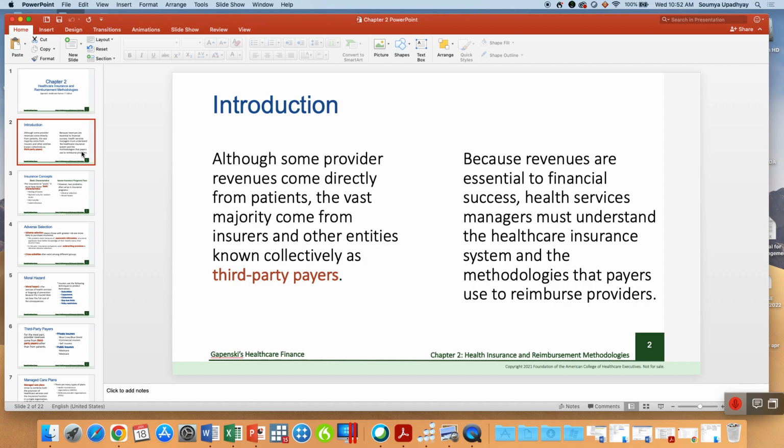So, although some provider revenues come directly from patients when they pay out of pocket, a vast majority comes from insurers. Because as you know, a lot of the people are insured. Well, there are some that are not insured, but there is a vast majority that is insured, and other entities, and they are all collectively called third party payers. Now, that includes Medicare, Medicaid, as well as private insurers. Because revenues are essential to financial success, health services managers must understand the healthcare insurance system and the methodologies that payers use to reimburse providers.